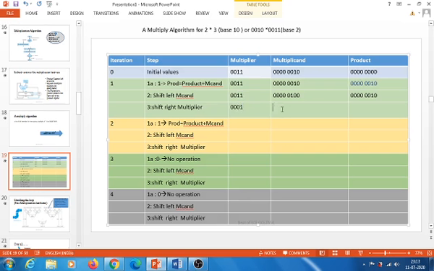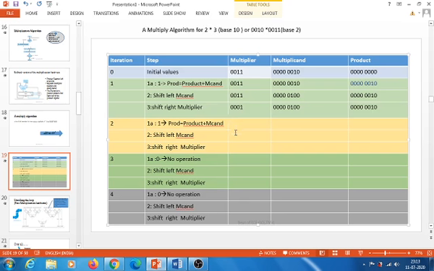Now what is the multiplicand? It is 0000 0100. And now what is the product register? It is 0000 0010. And the next thing, this is our second iteration. So the control will come here and check whether this is the fourth repetition or not. If it is not the fourth repetition, then it goes back to the loop.